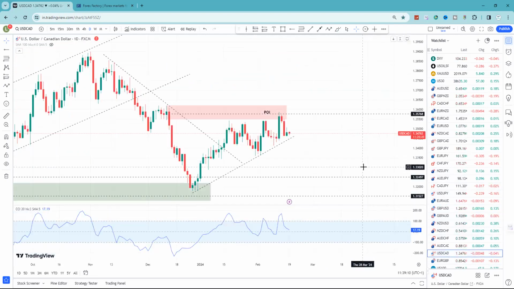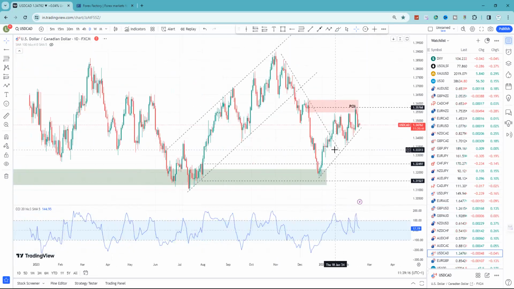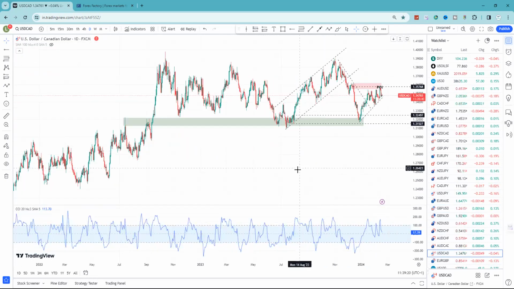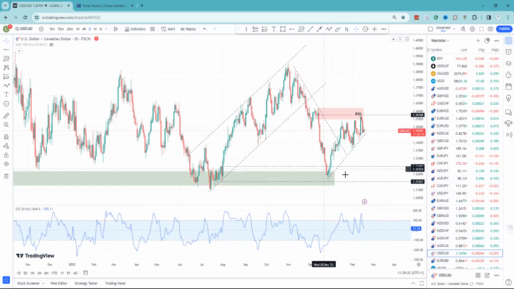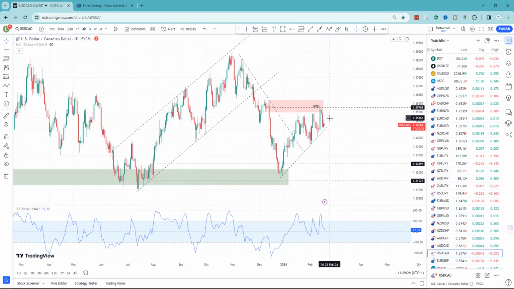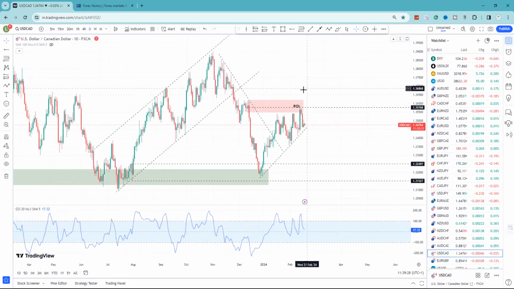The last but not the least, let's quickly look at the USD card. Remember, we said that the USD is going to boom, right? So it simply means that the USD card will most likely bull from where it currently is, because price has already tapped into that daily point of interest.